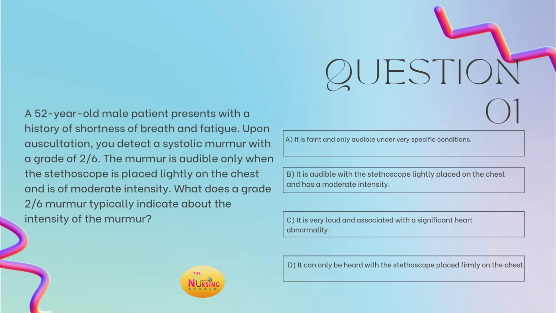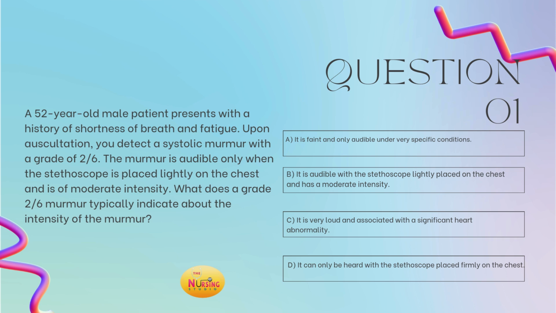Is it A, it is faint and only audible under very specific conditions? Is it B, it is audible with a stethoscope lightly placed on the chest and has a moderate intensity? Is it C, it is very loud and associated with a significant heart abnormality? Or is it D, it can only be heard with the stethoscope placed firmly on the chest? Take a moment and tell me what you got in the comments, y'all.